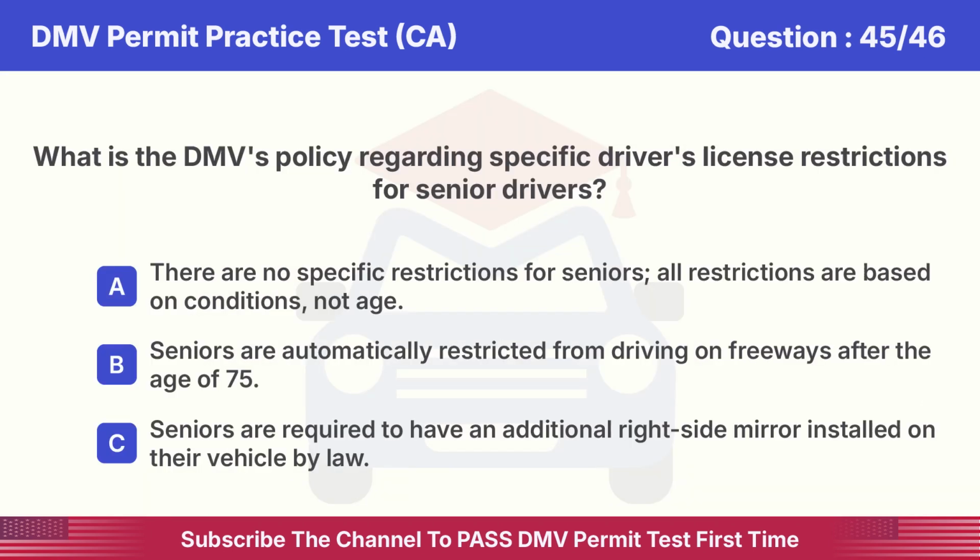Question 45. What is the DMV's policy regarding specific driver's license restrictions for senior drivers? Option A, there are no specific restrictions for seniors. All restrictions are based on conditions, not age. B, seniors are automatically restricted from driving on freeways after the age of 75. C, seniors are required to have an additional right side mirror installed on their vehicle by law.